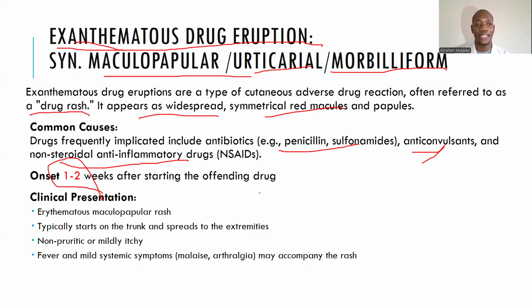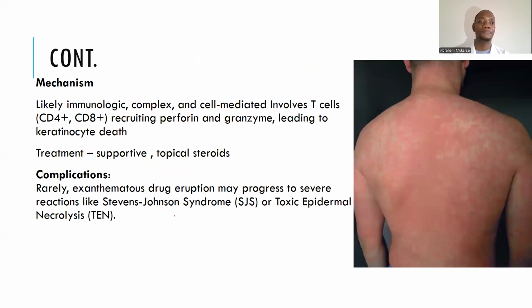It doesn't occur immediately. In the clinical presentation, you have this maculopapular rash, and typically it loves starting from the trunk and around the neck. Then it will spread to involve the extremities, and sometimes it is mildly itchy, other times it's actually non-pruritic. And in a few cases, you can have patients reporting a mild fever and some systemic symptoms like body weakness, and arthralgias may also accompany that rash.